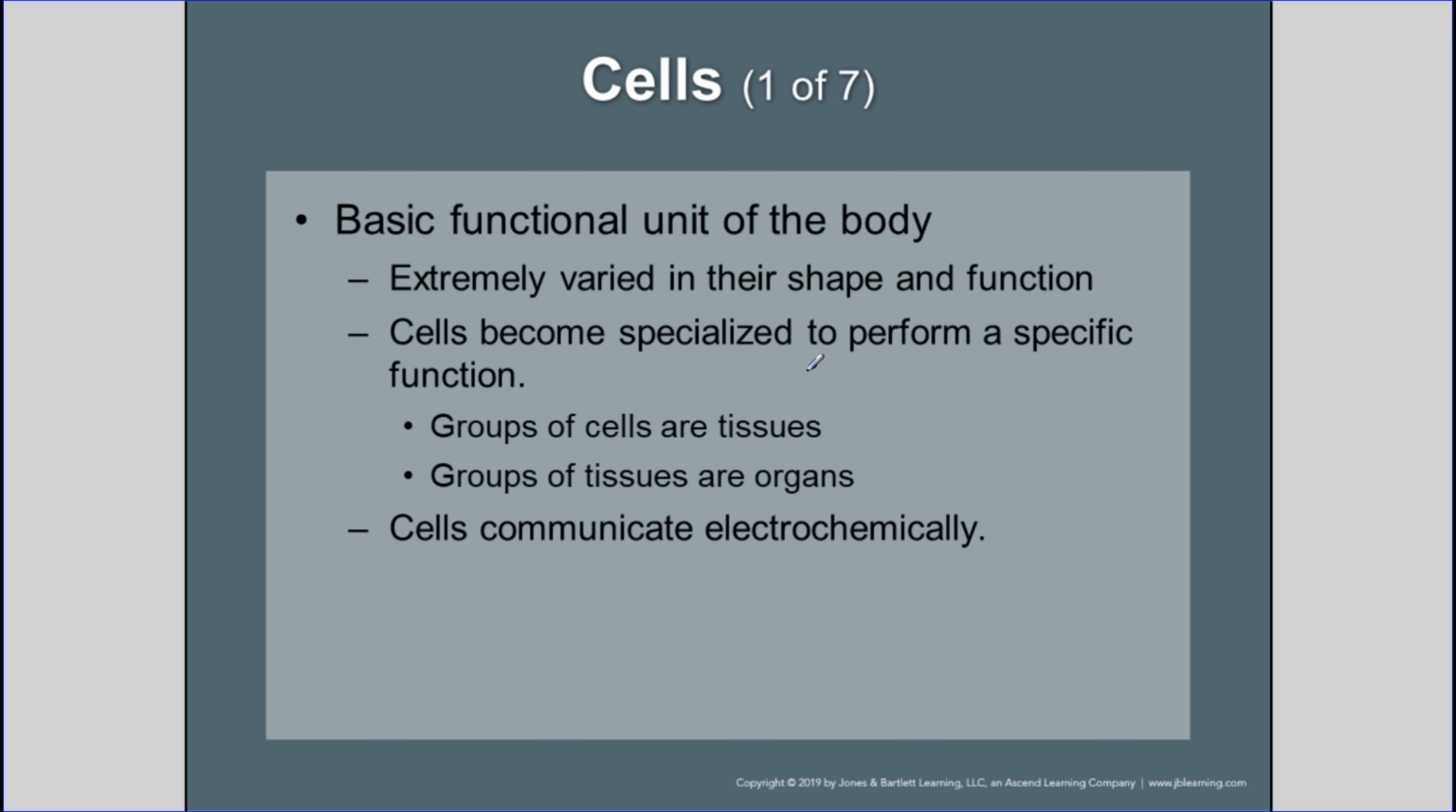I talked to you about how cells communicate. So cells communicate electrochemically. They communicate through hormones, and so that is how cells talk to each other. So here we have a picture of a cell, and let's kind of go through it and talk about it.